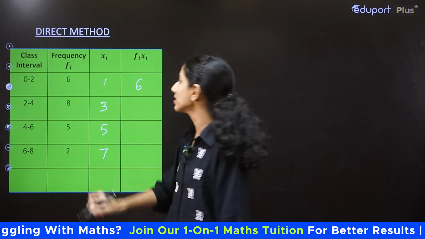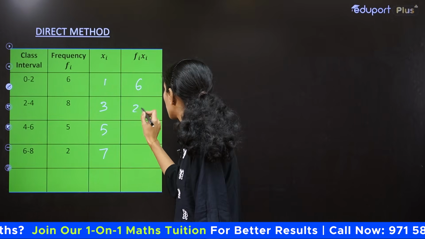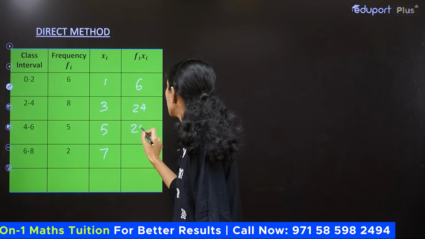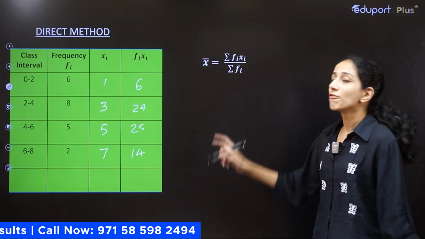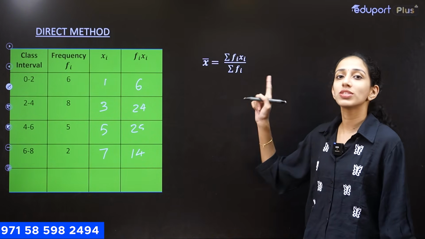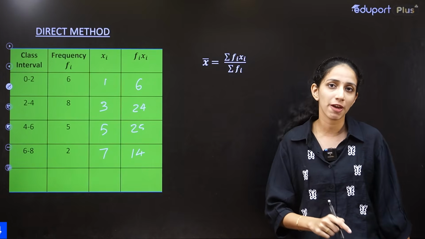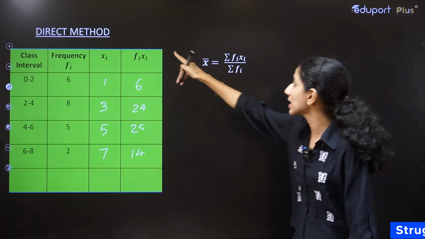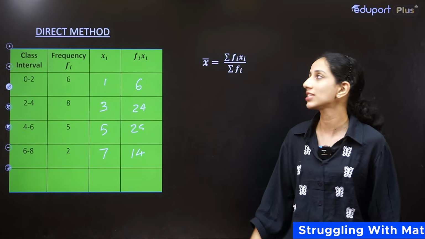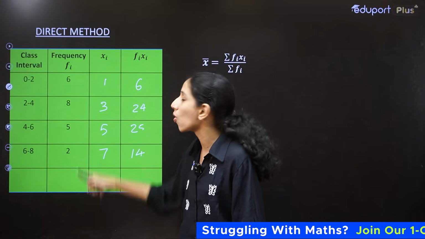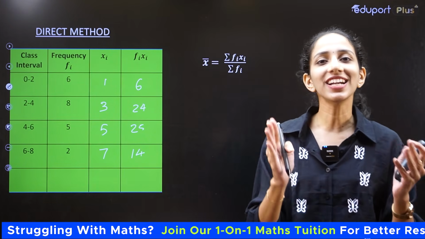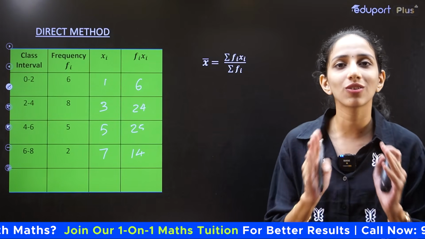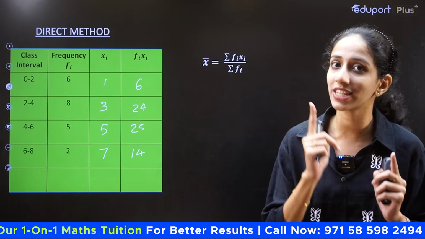So fi and xi are here. 6 into 1 is 6. Then 8 into 3 is 24. 5 into 5 is 25. Then 2 into 7 is 14. Then we have the formula: x bar is equal to sigma fi xi by sigma fi. That is the sum of all these fi xi's divided by the sum of all these fi's. It is very easy to find the sums, then divide those two sums. So that's all about finding the mean using the direct method.